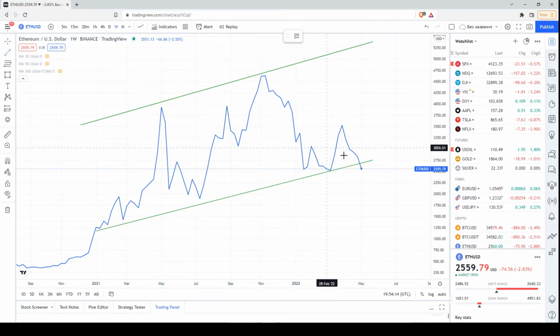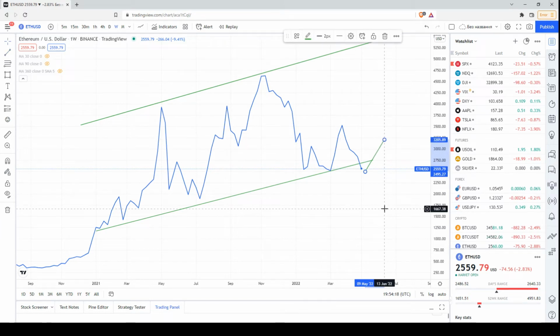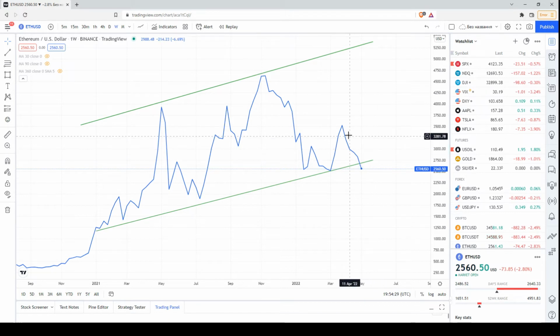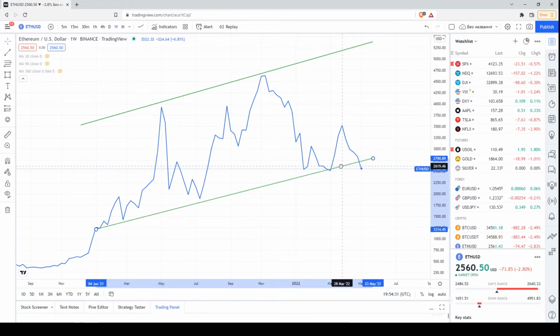of Ethereum. Of course, if at some point we see a rebound and the price returns to this channel, it will validate the potential renewal of this uptrend. But at the moment, once again, the price is declining. That's why the bulls have to be very cautious and keep an eye on the price chart.